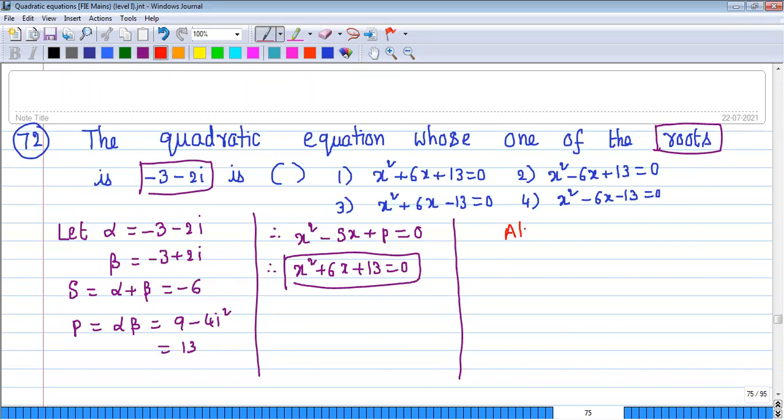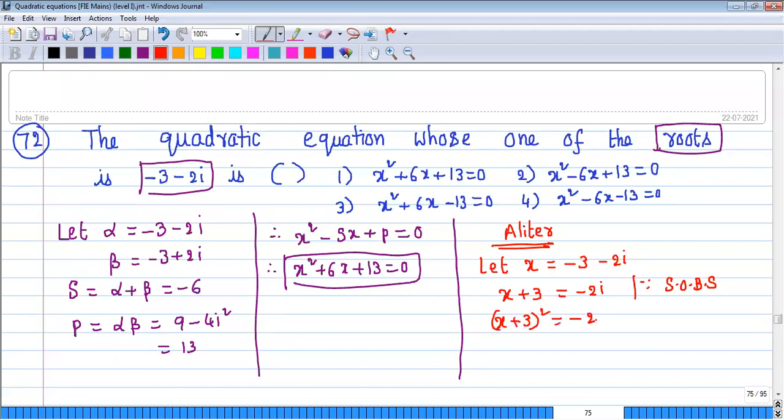Next method, let us say x equals to minus 3 minus 2i. So let us transpose the minus 3 to the left hand side so that it becomes x plus 3 equal to minus 2i. Squaring on both sides, we get x plus 3 whole square equals to minus 2i whole square.